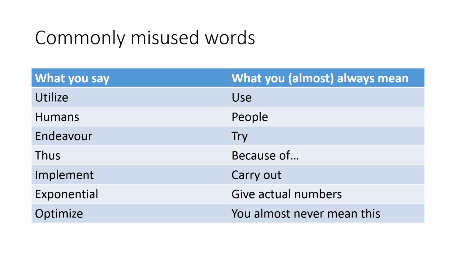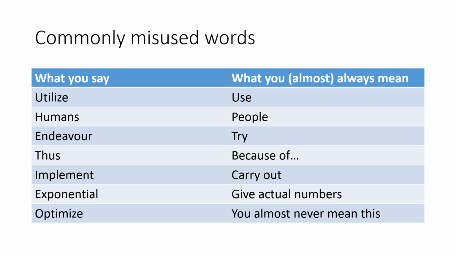Implement is one where if you use it correctly, it's perfectly fine. The algorithm was implemented. Perfectly acceptable. However, sometimes it makes your writing sound very strange. The robot implemented the path. The robot implemented the instructions. That's not really what you meant. The robot followed the path. The robot carried out the instructions.